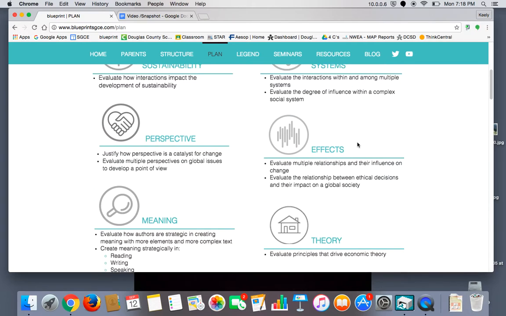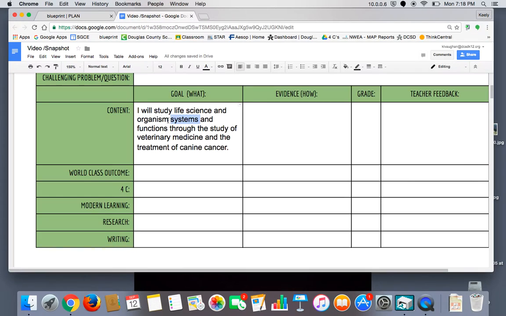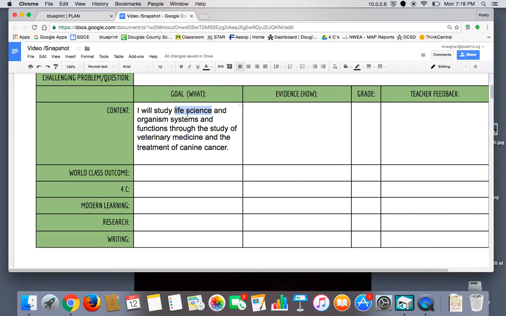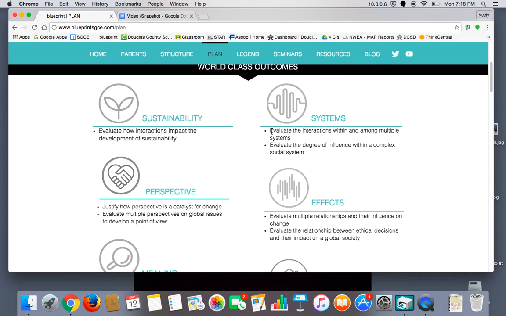For this sake, I know that I'm working in science because in my content, I looked at life science. And I know that sustainability and systems tend to lead me to really good science connections in my content with my world-class outcome. And I see this keyword, systems, in my content. So I'm going to look specifically at my outcome options under systems. And I have two. I have evaluate the interactions within and among multiple systems. And I have evaluate the degree of influence within a complex social system.